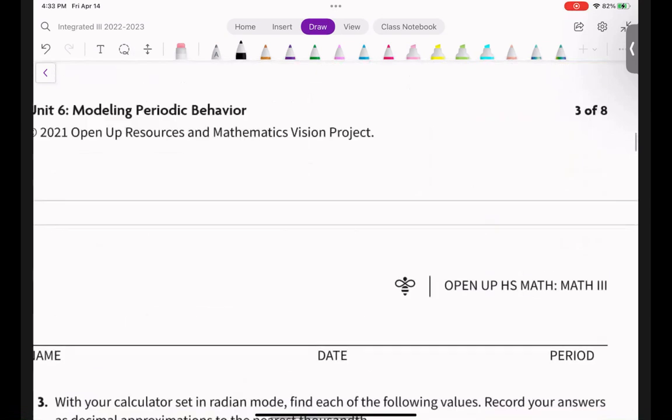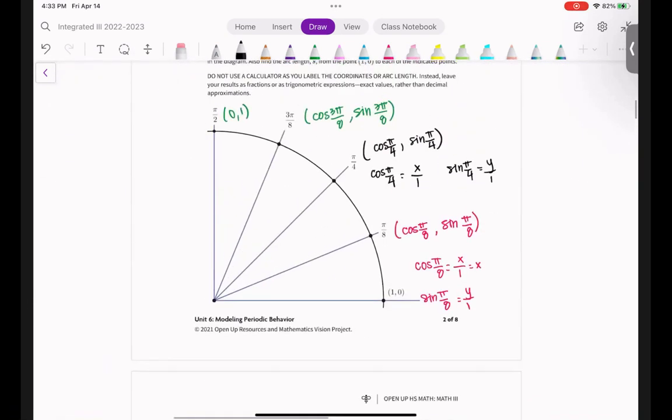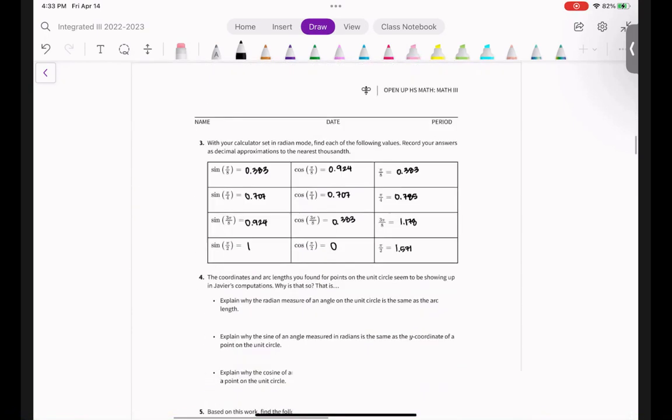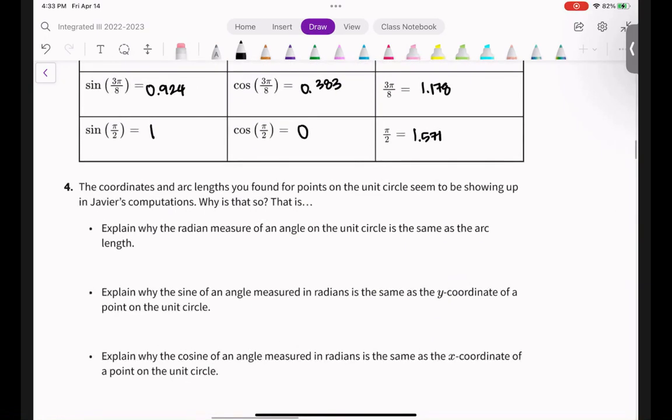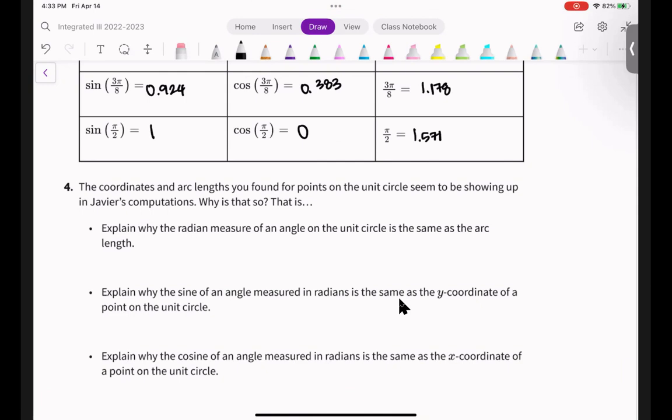If you drew out your triangles, that should make sense to you. When we were doing this over here, and similarly, x is cosine. Hopefully that makes sense to you. So I'm just going to explain these answers. This one makes sense because when you did it, it was opposite over hypotenuse, but your hypotenuse was 1.